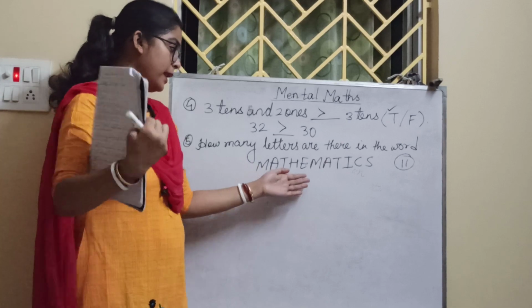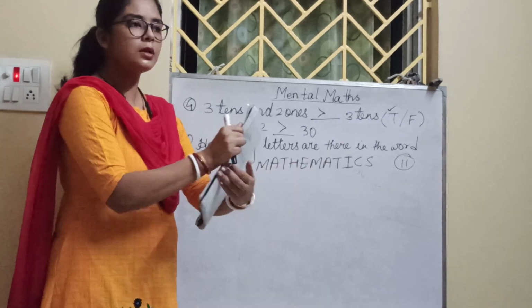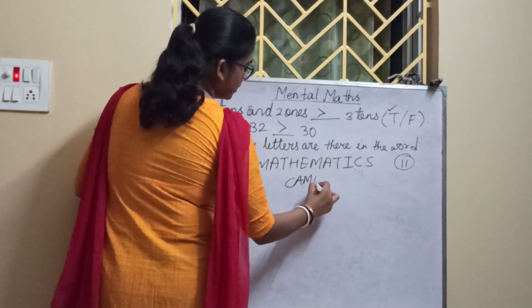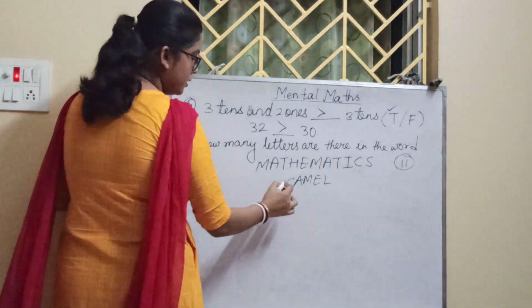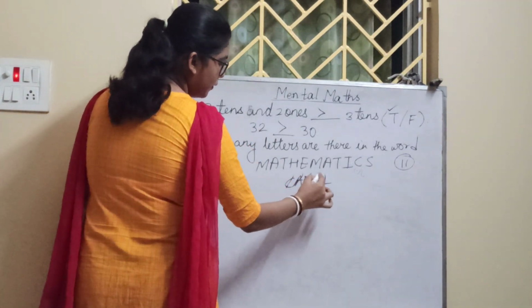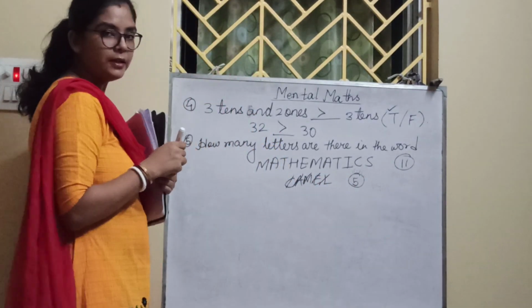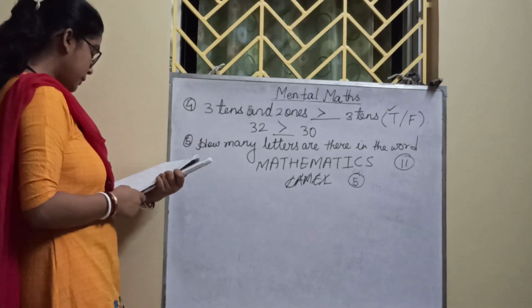Any other word can also come in the exam, not only this one. Suppose the word camel has come and it is asked how many letters are there in the word. You just count it: 1, 2, 3, 4, 5. So 5 letters. Understood? Okay, let's move to the next question.